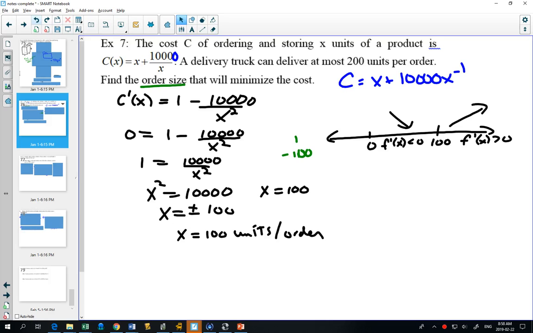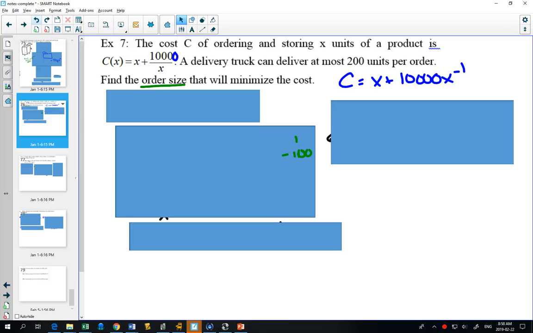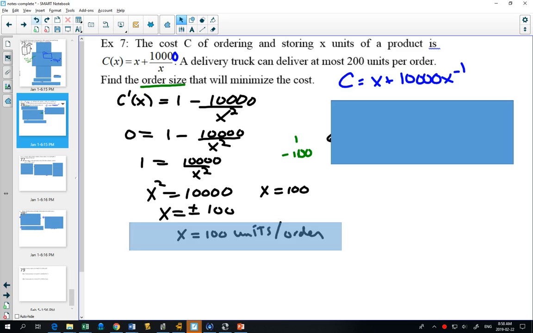All right, the question I have been excited about is this last one. Well, in this case, they're giving you the 200 just to show you that the x equals 100 falls within the range. But sometimes you get that.